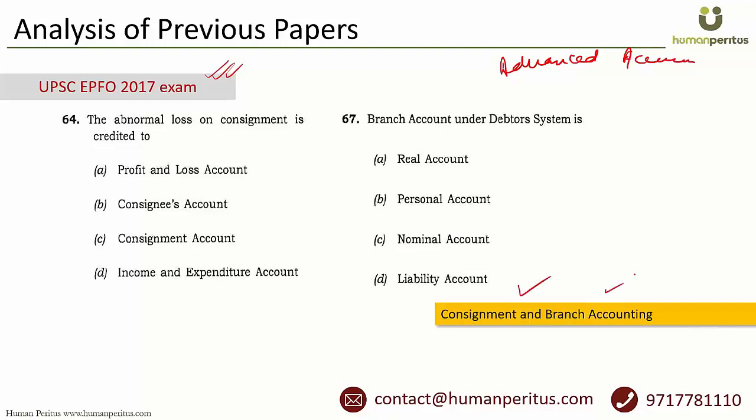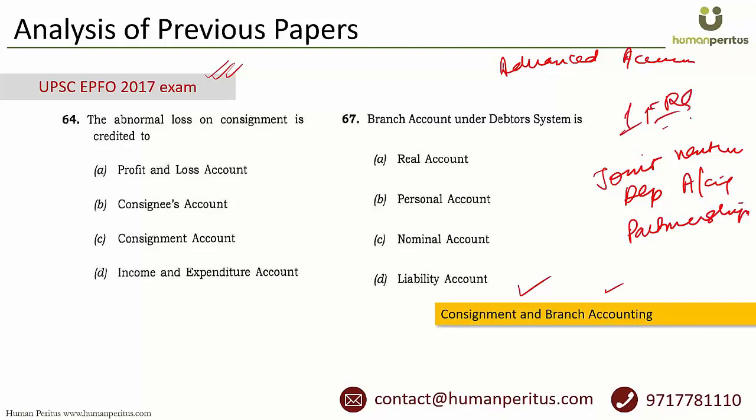For example, consignment, branch accounting. They also covered questions on joint venture, depreciation accounting, and even partnership. Even one very basic question, what IFRS stands for. So there are questions which you can assume belong to CA level and to graduation and post-graduation level, although this level is not covered in this 2021 exam. My reference to compare these papers is that the level this time is very much easier as compared to the previously held exam in 2017.